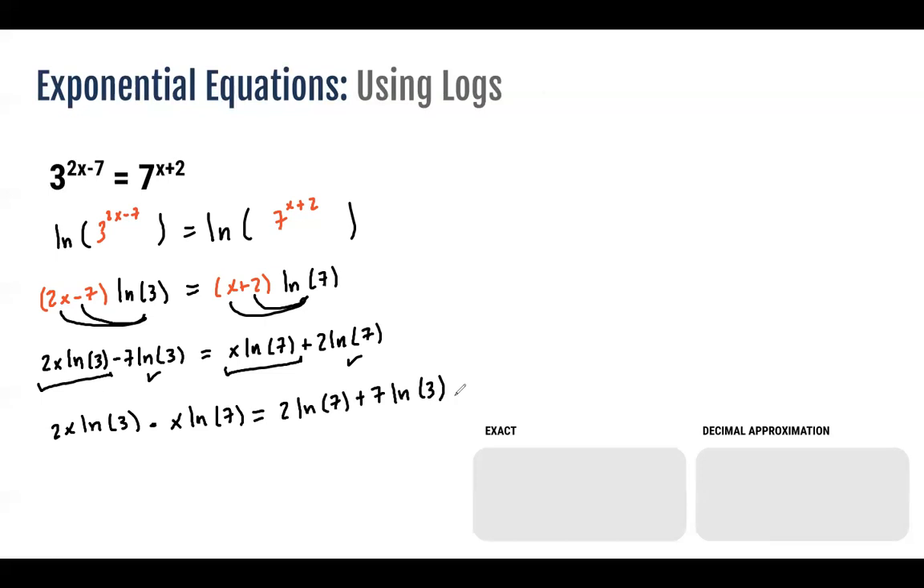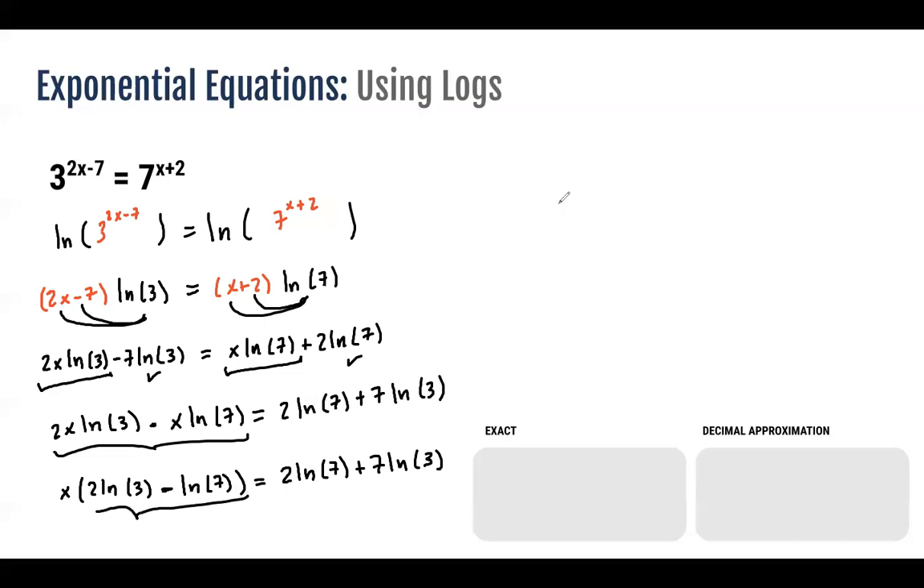At this point, we could try to factor the x on this side. So if we factor the x, we're going to end up with x that multiplies 2 times the natural logarithm of 3 minus the natural logarithm of 7. And that's going to be equal to 2 times the natural logarithm of 7 plus 7 times the natural logarithm of 3. And now we can divide everything by that. So you're going to end up with x equal to 2 times the natural logarithm of 7 plus 7 times the natural logarithm of 3, divided by 2 times the natural logarithm of 3 minus the natural logarithm of 7. And just like that, we got our exact answer. Just by typing that into your calculator, you would get the decimal approximation.